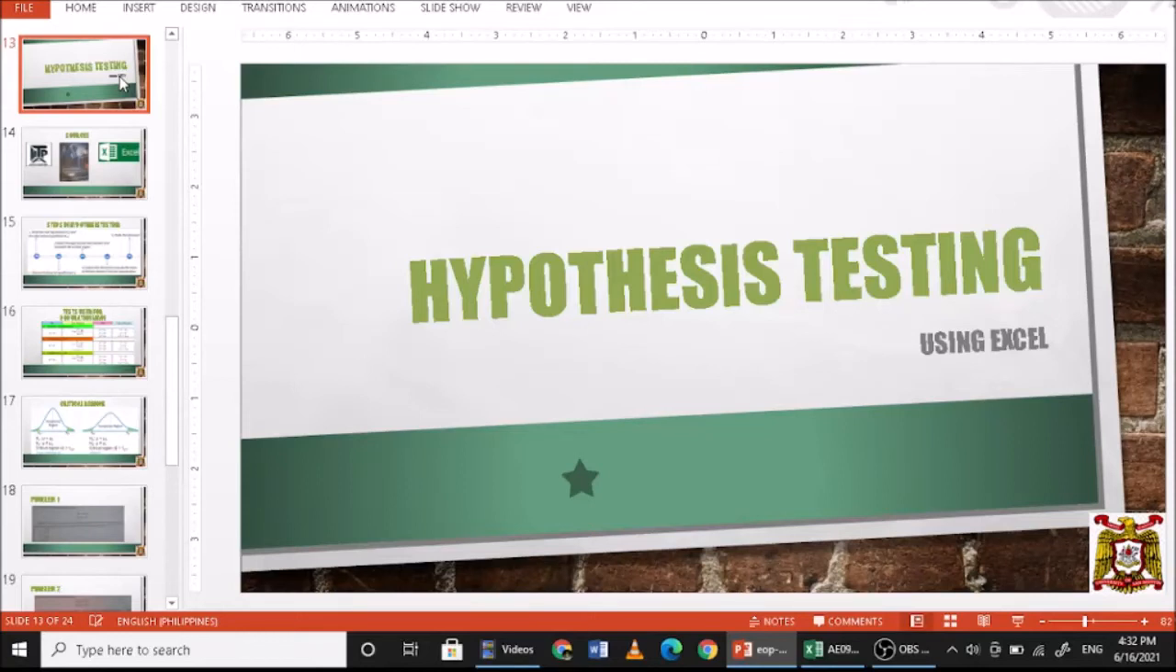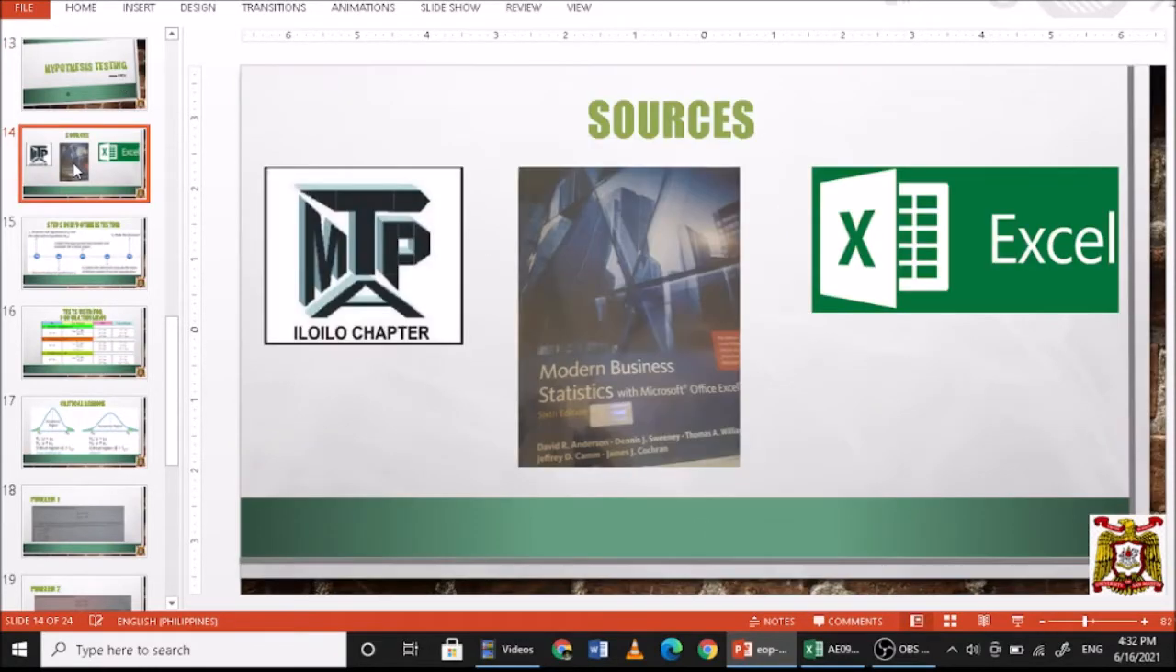Today we're going to discuss hypothesis testing using Excel. All images from this presentation are taken from the Untitled Chapter presentation. All problems in this presentation are found in this book, Modern Business Statistics with Microsoft Excel, and of course we're going to use Microsoft Excel for the computation.